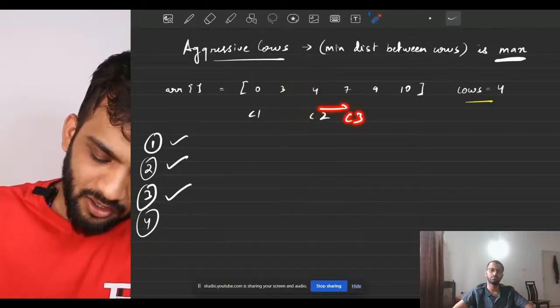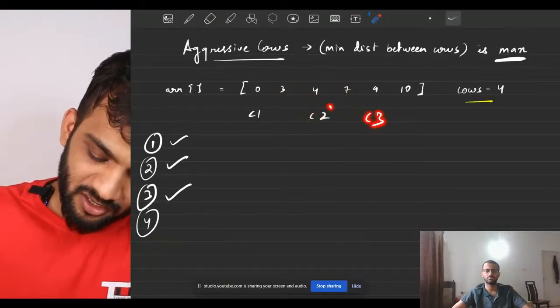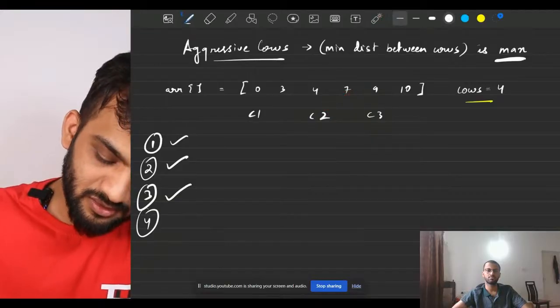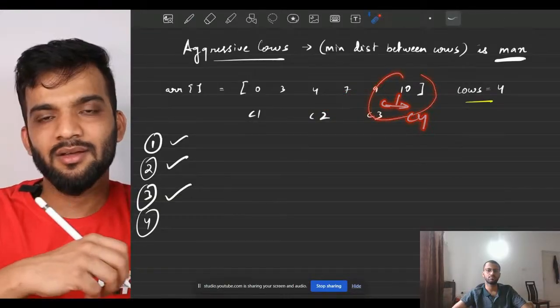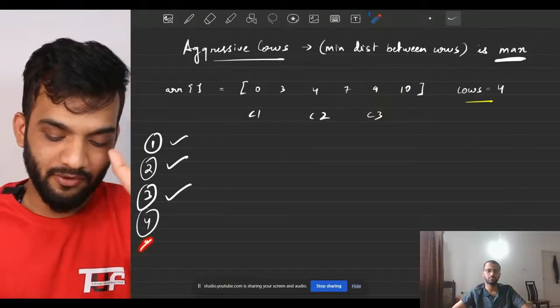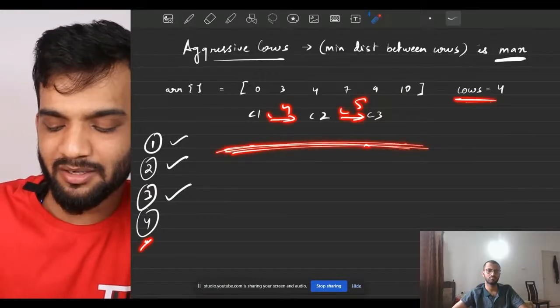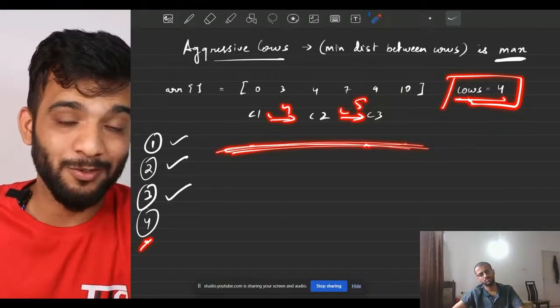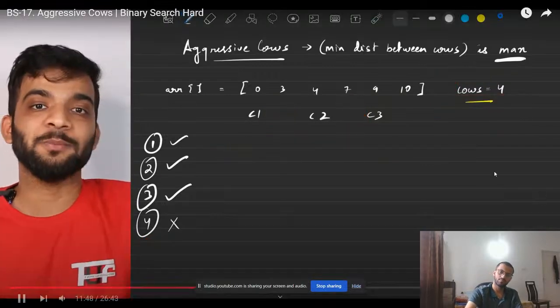Can I place a C3 here? No, because I've been asked to maintain a distance of 4. Can I put a C3 here? Yes. So C3 goes here. Can I put a C4 here? No, because the distance is 1. So if I maintain a distance of 4, the distance of 4 is maintained, but I'm not able to place all cows. Not possible.